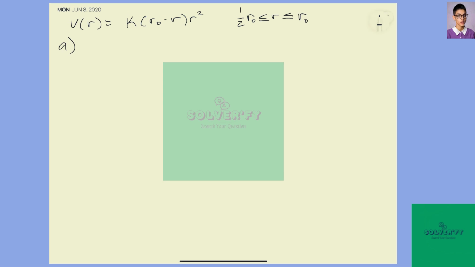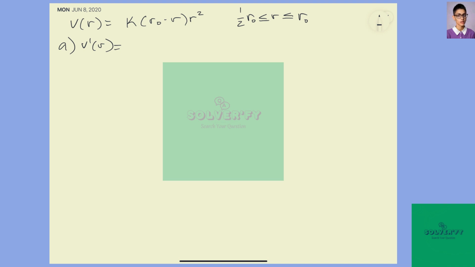So for this question, we're trying to maximize the velocity v of the wind coming out of our windpipe, given the radius r, and the radius r must be between 1/2 r0 and r0, r0 being the normal radius of our windpipe. So in order to do so, what we need to do is take the derivative of v. So we're gonna have v prime of r.